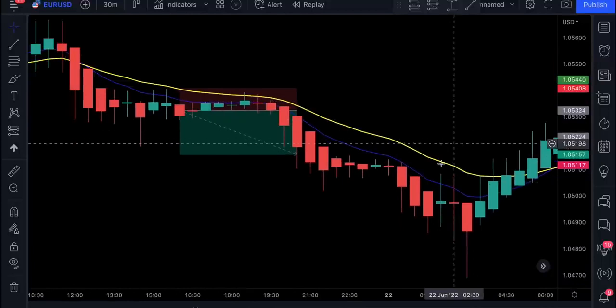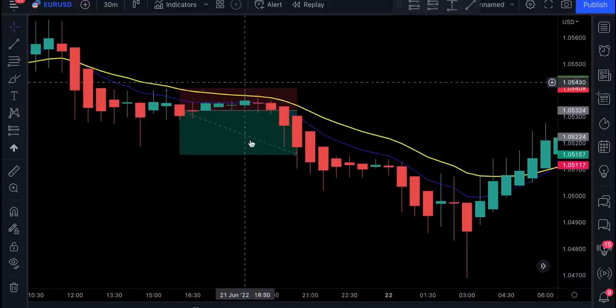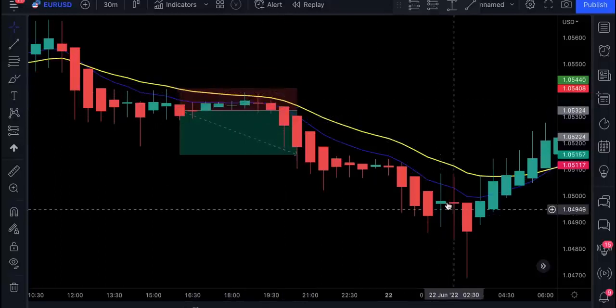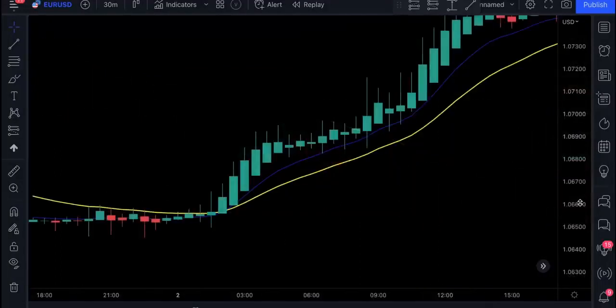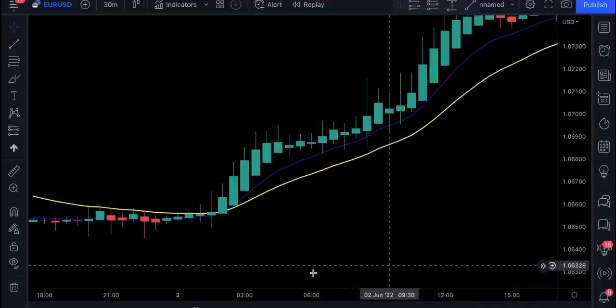And again, we're going to be ignoring every pullback we have after the first setup. This means that this short entry wouldn't be valid. Okay, let me give you a couple more examples so you have a full understanding of how to trade with this strategy. So let's first start with this bullish setup.